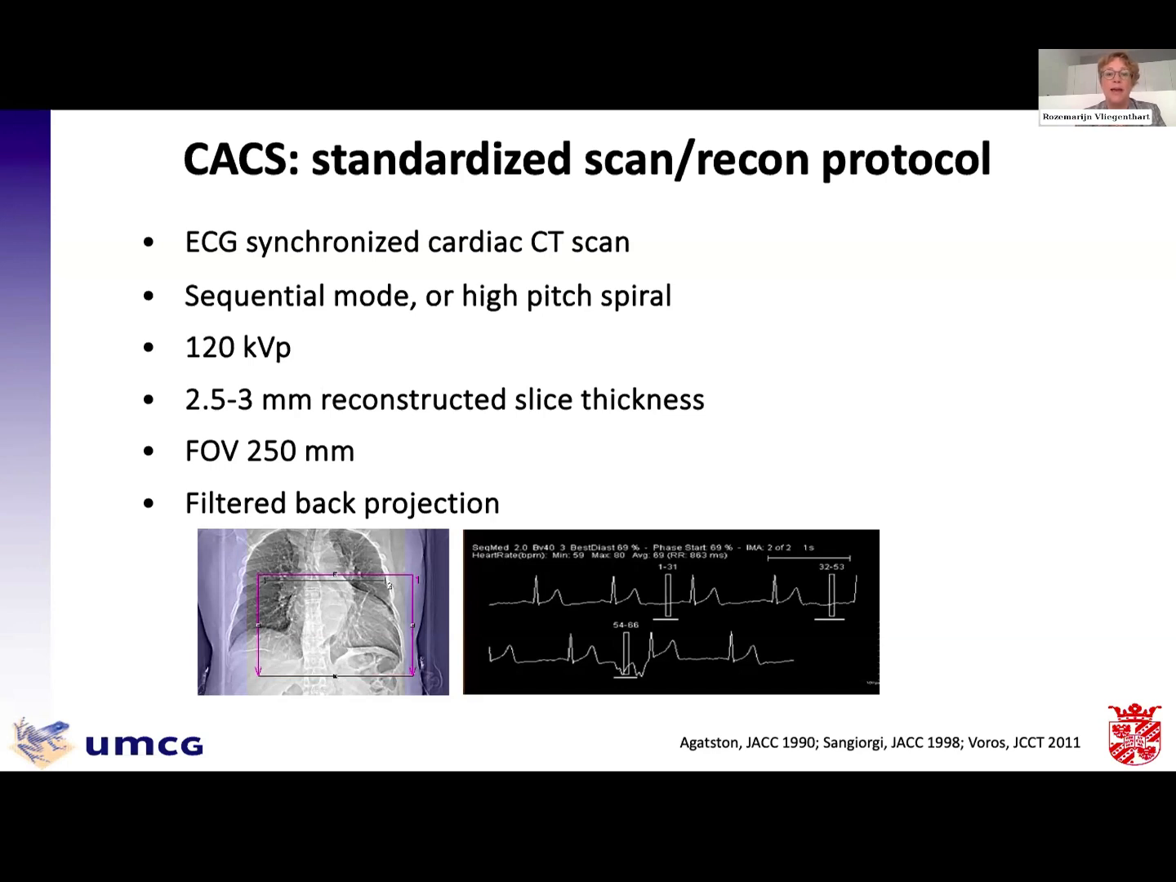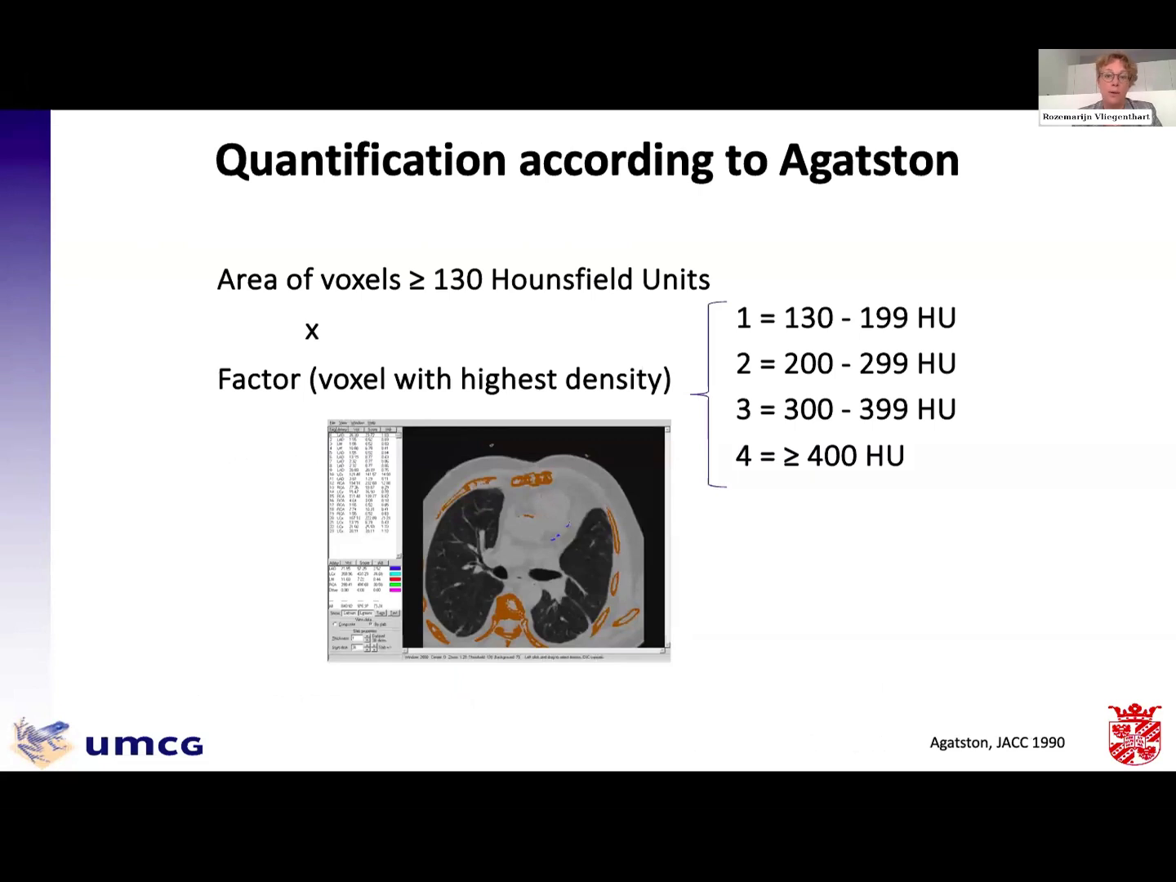And this protocol basically has been the same for over 30 years now and was first described for electron beam CT. Also, the method of how we quantify coronary calcifications originates from that time by Agatston, a cardiologist who thought of a way to quantify the amount of coronary calcium. And this is done by multiplying the area of high density voxels in the coronary arteries by a factor that is dependent on the voxel with the highest density in a particular calcified lesion. And by adding all these calcification scores up, you get a total calcium score for the entire coronary tree. And this is what we use in clinical practice.